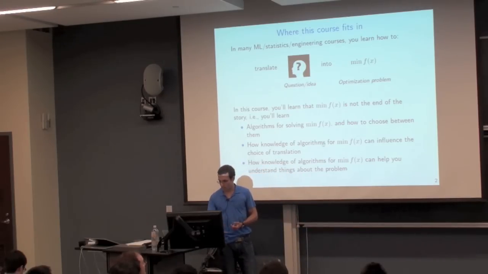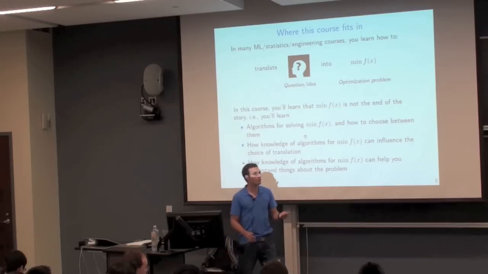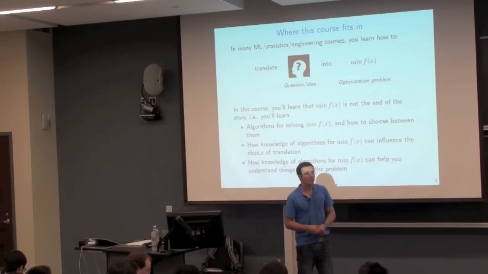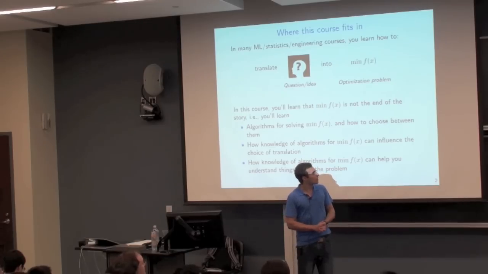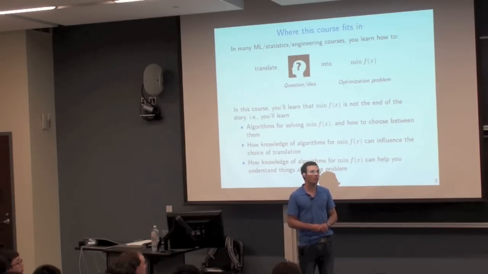The first thing, which maybe is kind of obvious, is that we're going to learn some algorithms for how to solve this problem, minimize f of x. And when there's more than one algorithm, and oftentimes we'll have many algorithms that can be applied to a particular problem, we're going to learn how to choose between them, depending on what we're looking for, maybe what's special about the problem, what's special about our computing resources, that kind of stuff.